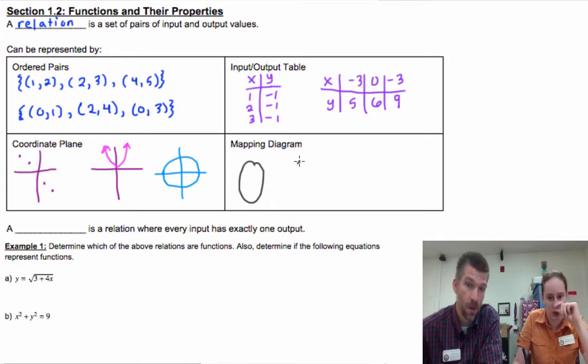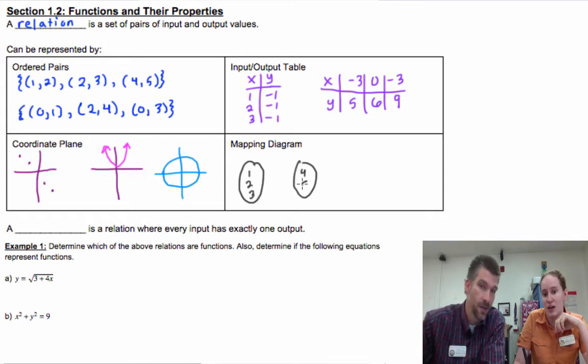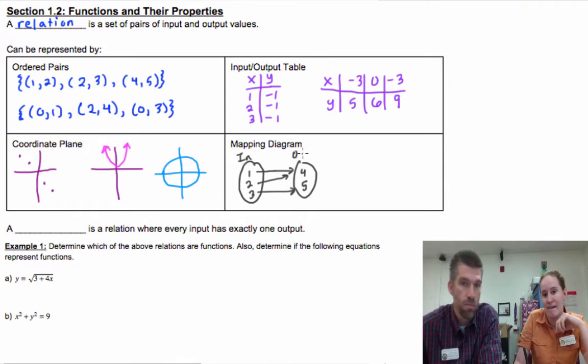You've got two circles, an input and an output circle, and you have numbers in each. And they just draw a line from the input to the output. So there you go. That means 1 goes with 4, 2 goes with 4, and 3 goes with 5.